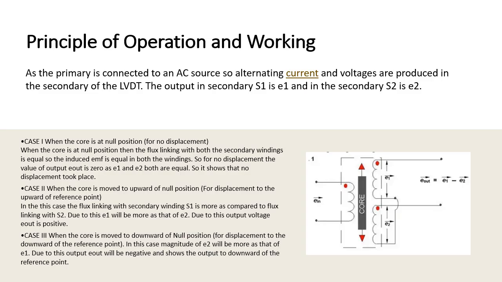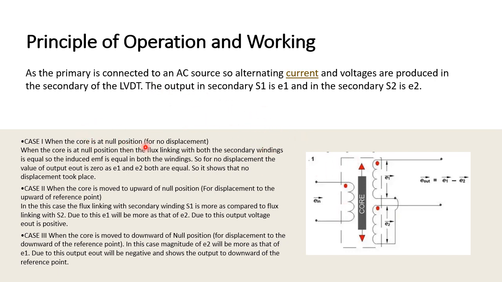After that, the principle behind the operation and working of LVDT is: as the primary is connected to an AC source, alternating current and voltage are produced in the secondary of the LVDT. The output of secondary S1 is E1 and of secondary S2 is E2. As I said, there is a pi radian phase change between them, so E out is equal to E1 minus E2. Due to this, we have three cases when the core is moved.